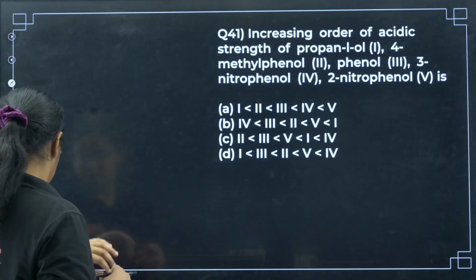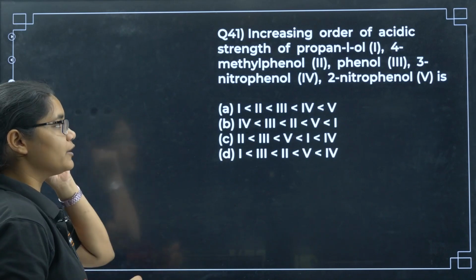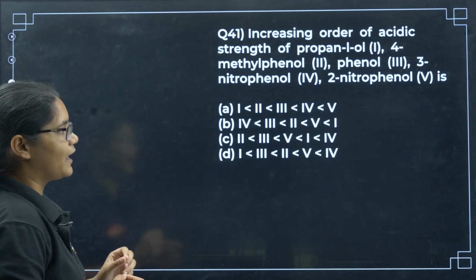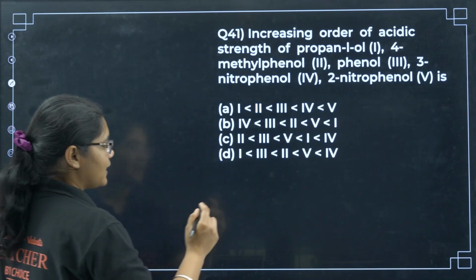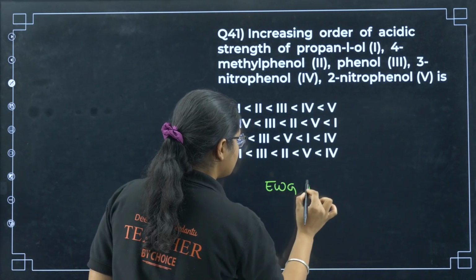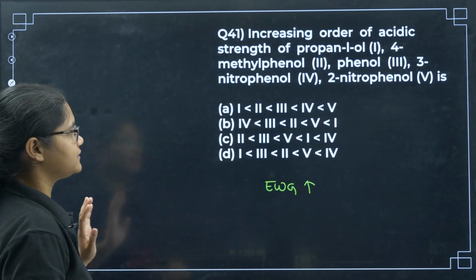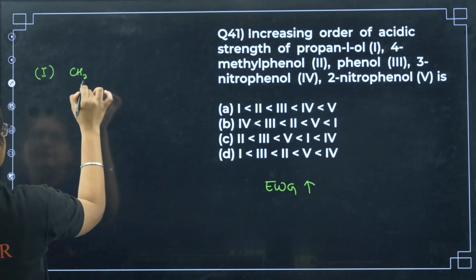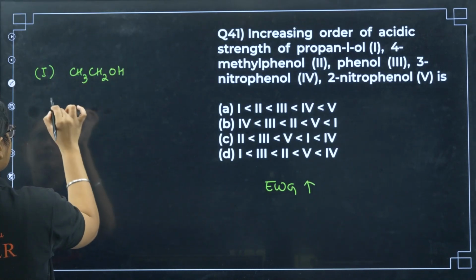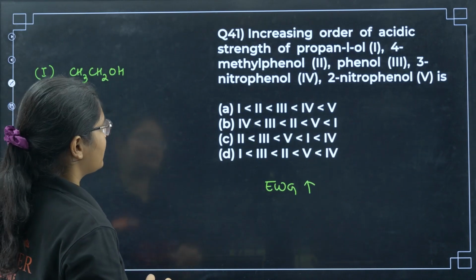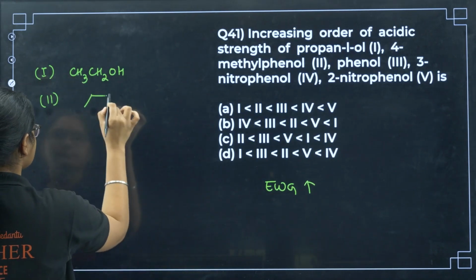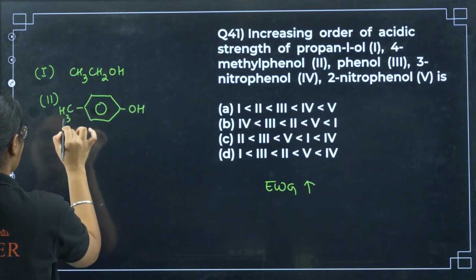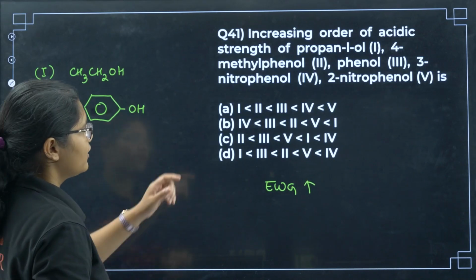Okay, next we have a question on the increasing order of acidic nature. So you have propanol, 4-methylphenol, phenol, 3-nitrophenol and 2-nitrophenol. Always remember that electron withdrawing groups will increase the acidity. First let me draw the structures. The first one is propanol, that is CH3CH2OH. Then I have 4-methylphenol, and then I have phenol.